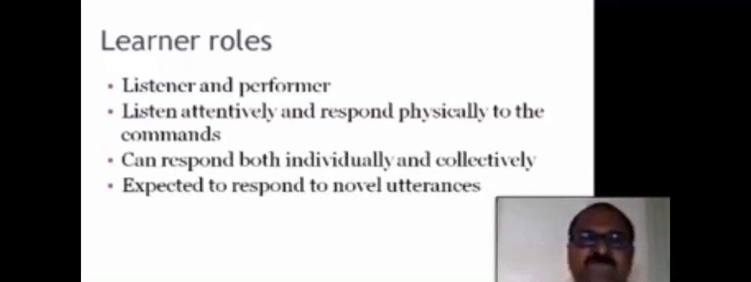Next, learner roles in this method. In this method, learners are listeners and performers. They listen attentively and respond physically to our commands. And also they can respond both individually and collectively. And mainly they are expected to respond to novel utterances. Novel utterances means the user can say anything just wants to communicate. Either if absolutely it is right or wrong, whatever.